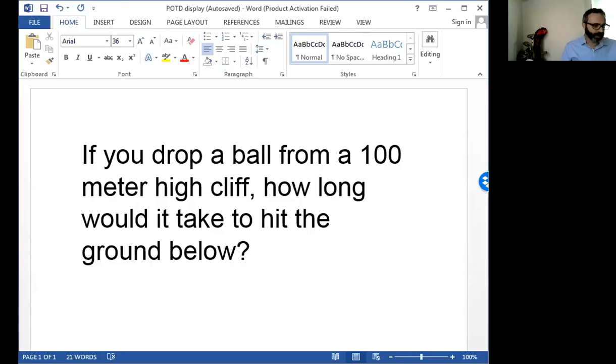So it says, if you drop a ball from a 100-meter high cliff, how long would it take to reach the ground below? All right, so this is a free fall problem, right? Because we're dropping a ball from a cliff, it's falling downwards.